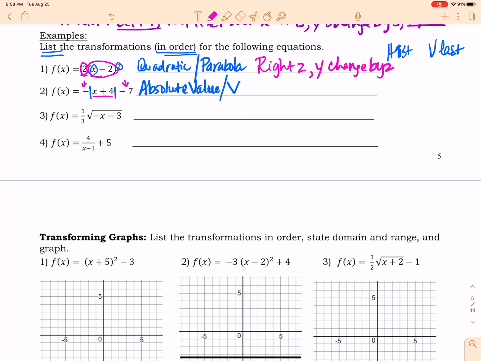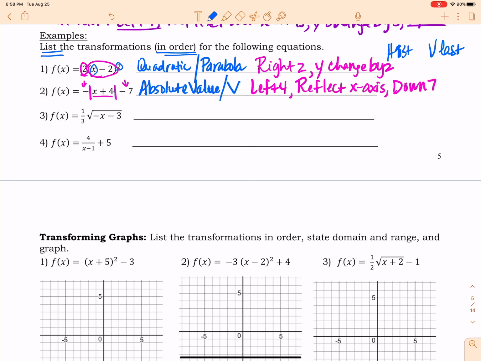So I'm going to take care of the x plus 4 first. It's inside my absolute value bars, and those behave like parentheses for our purposes here. So we're going to shift left 4, and then we are going to have a reflection. That's what that negative out in front is, and since it's outside of the absolute value bars, that means it's going to reflect along the x-axis, and then that negative 7 means that we are going to move down 7. So that's what that's going to look like.